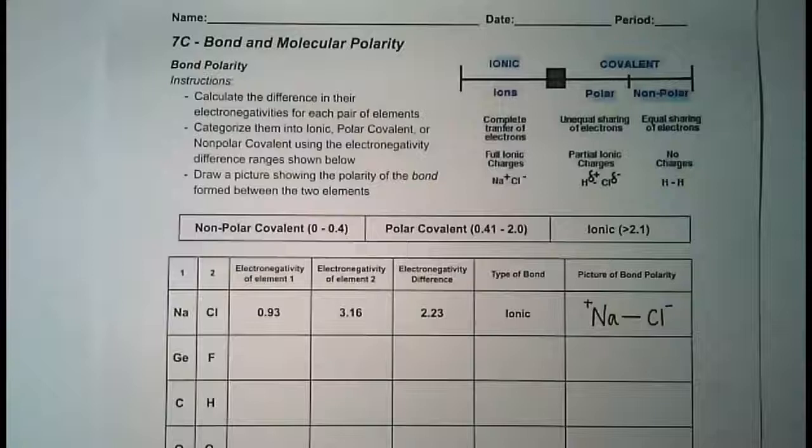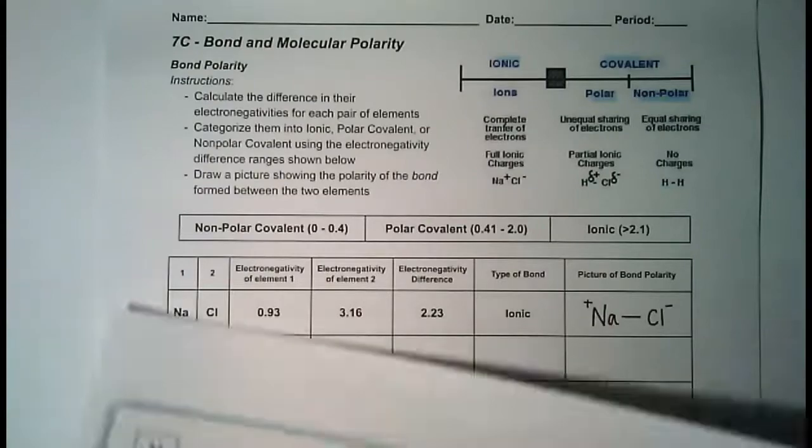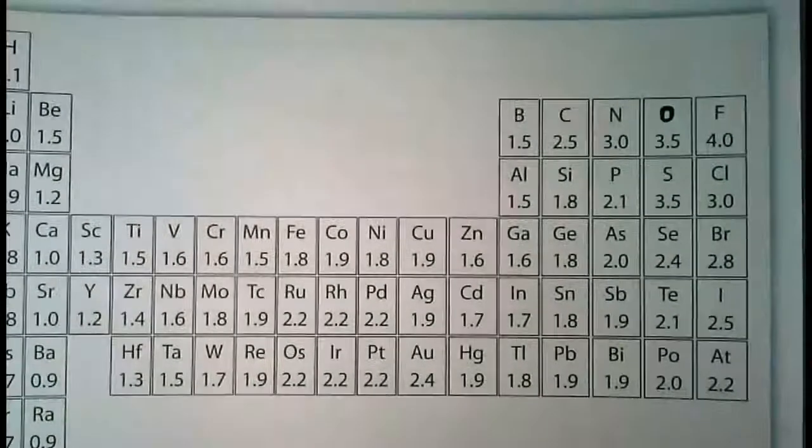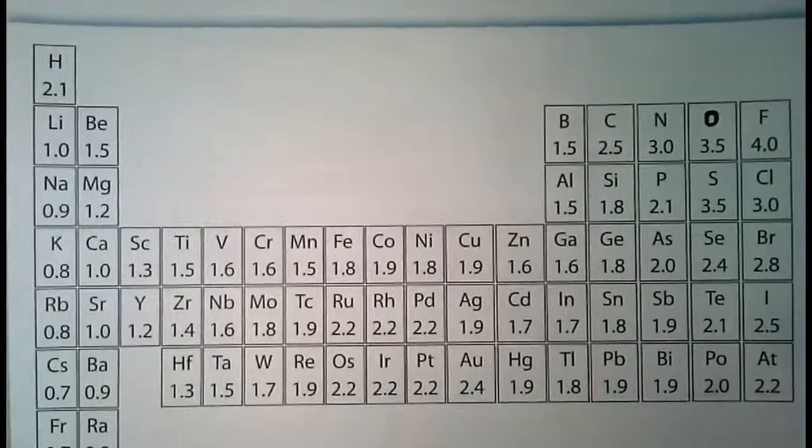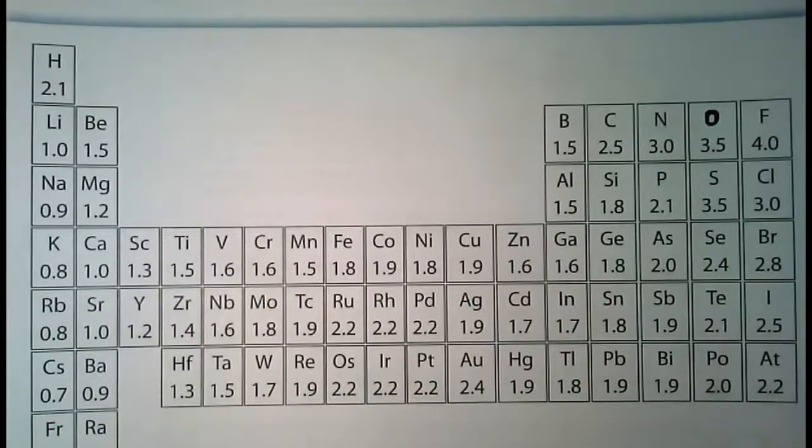In this video, we will look at worksheet 7C on bond and molecular polarity. To complete this worksheet, in addition to the worksheet itself, you will also need a periodic table that has electronegativity values on it, which you can get up front in the classroom or you can look up one online.